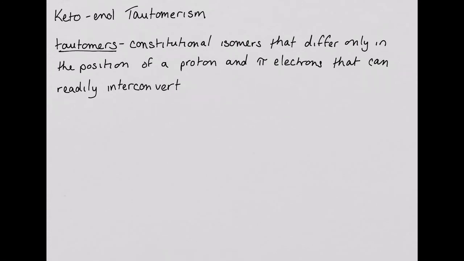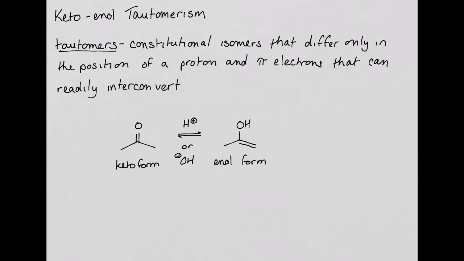Keto-enol Tautomerism involves a ketone or an aldehyde and its tautomer, the enol. These two tautomers can interconvert in the presence of either acid or base. In most cases, the keto form is more stable and therefore more favored than the enol form. In other words, typically this equilibrium lies very far to the left. Next, we will look at the mechanisms of interconversion in acid or base.